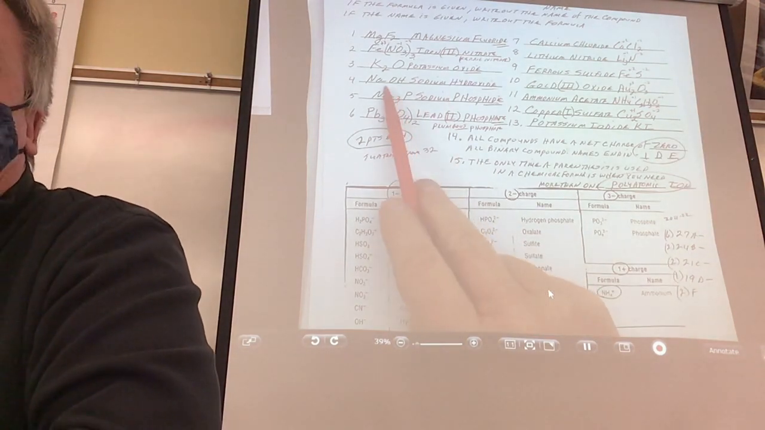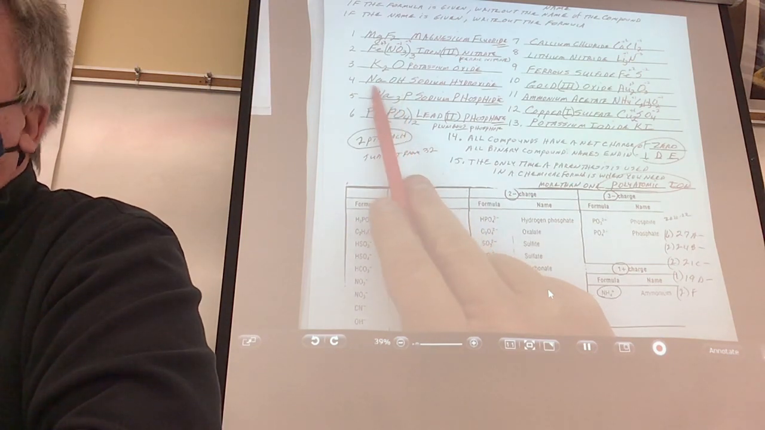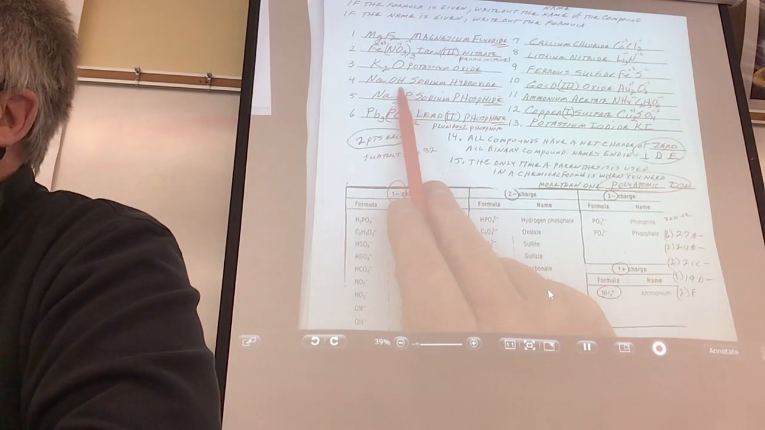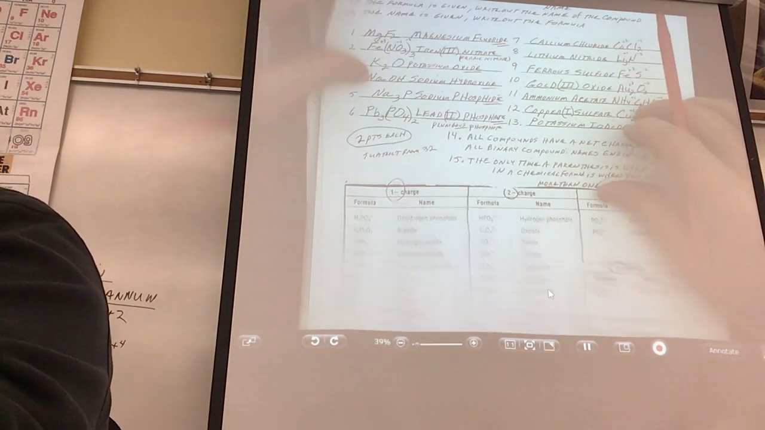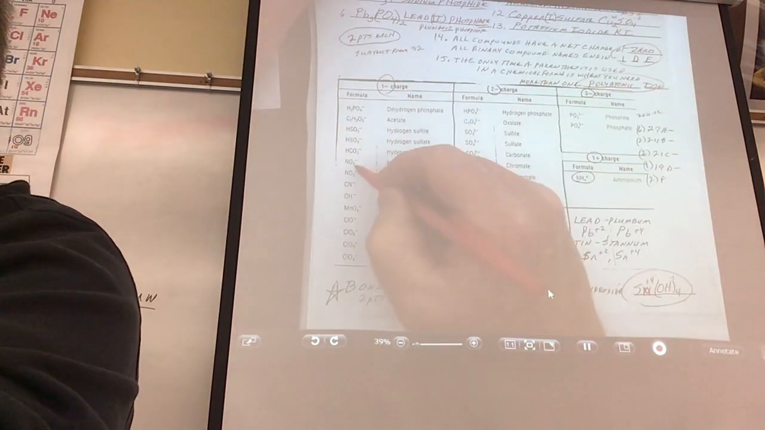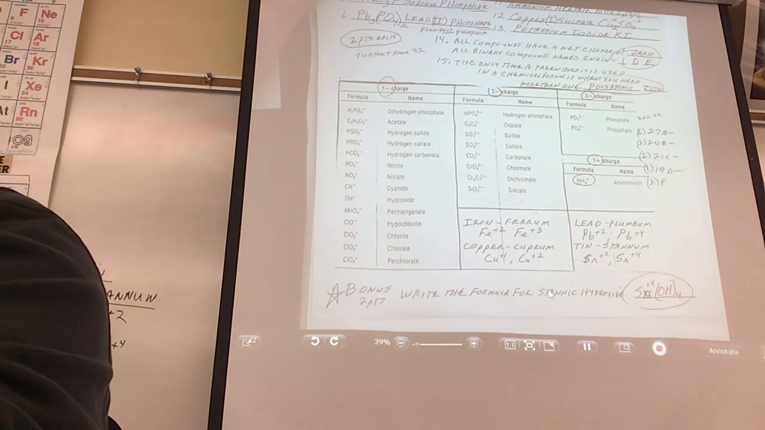All right, how about this guy? Is this a binary compound? One element, sodium. Here's another element, oxygen. Here's another one, what? Oh, it's not binary. That means it has one of these what in it? What's it have in it? Polyatomic ion. And this polyatomic ion is called hydroxide. There you are. Got that?